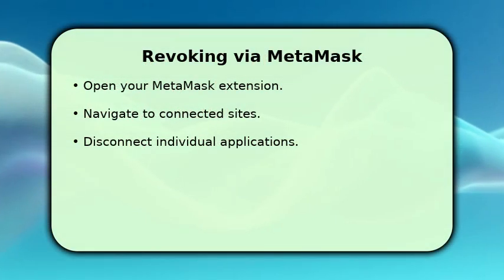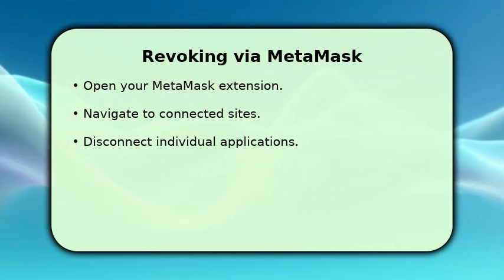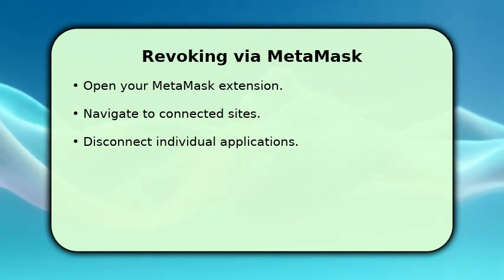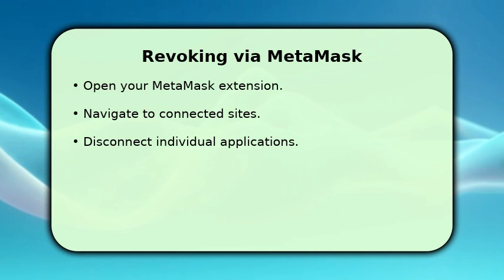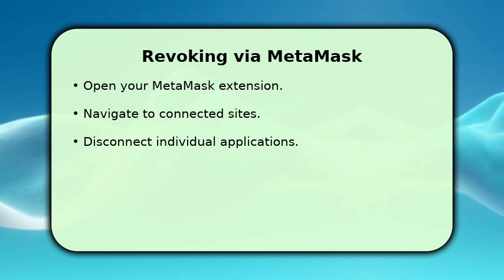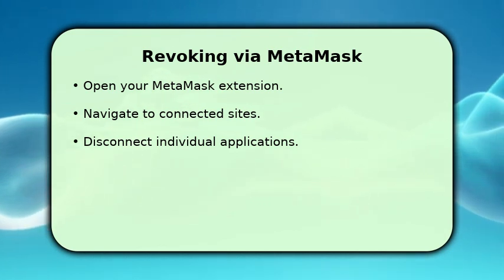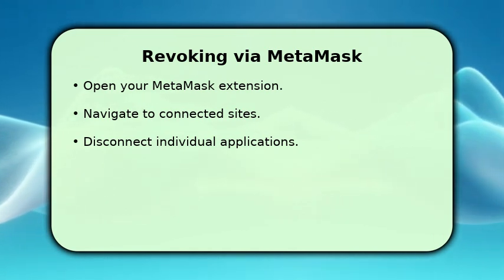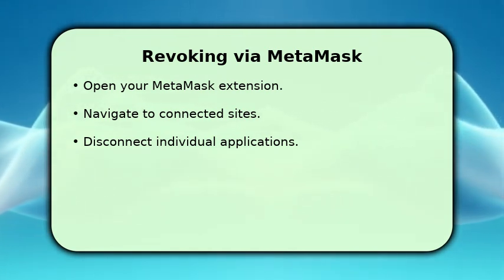You can also manage and revoke permissions directly within your MetaMask wallet. Open your MetaMask extension and look for the Connected Sites or Privacy and Security section in the settings. Here, you'll see a list of all the DApps your wallet is currently connected to. You can then choose to disconnect from individual applications one by one. This provides a convenient way to clean up your connections without leaving your wallet interface.